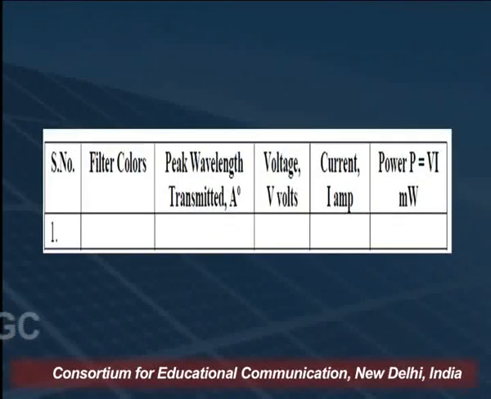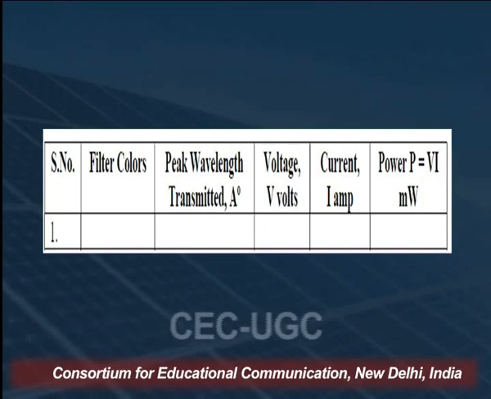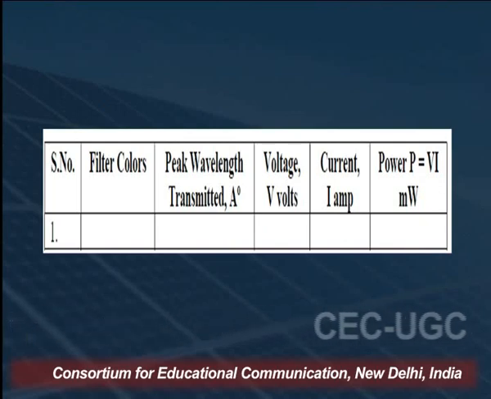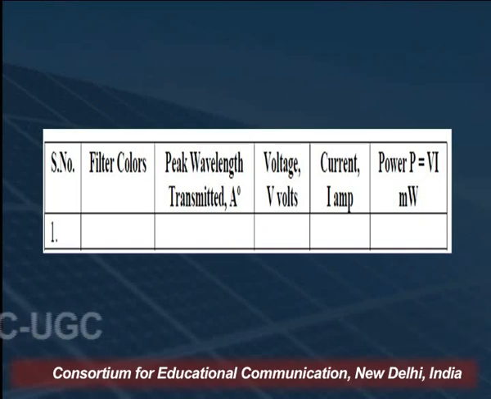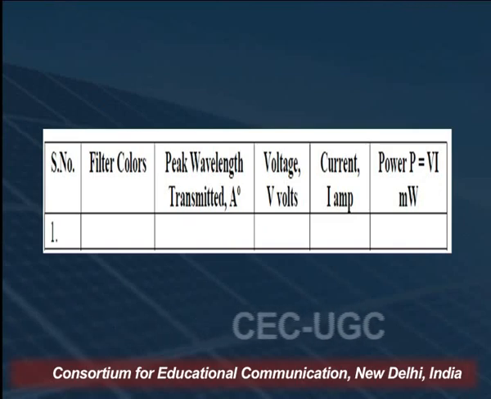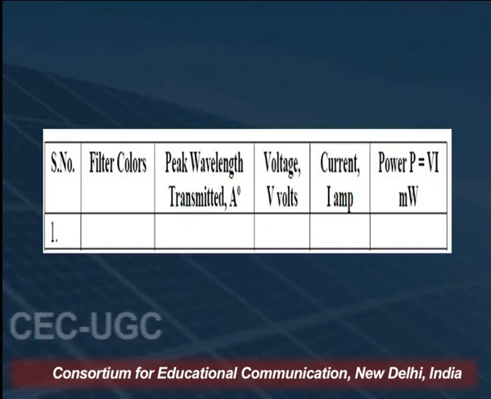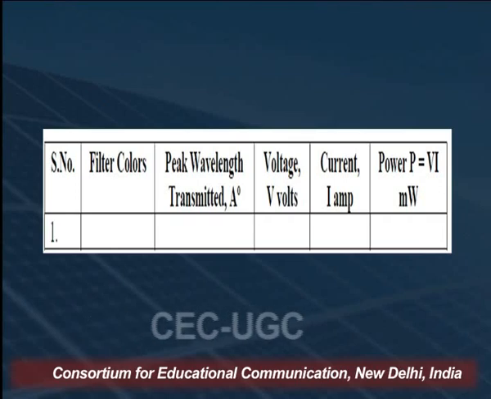Now this is the table which we require to record the readings. First the filter color: green, red, yellow, blue, which we write on this side. Then the peak wavelength, which is in Angstrom, is determined. Then the voltage and current we will measure. By multiplying voltage and current we can get the power.